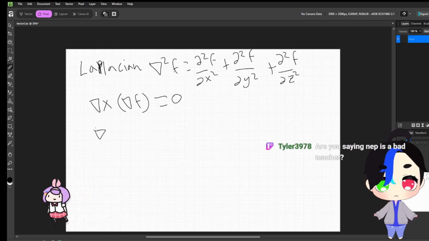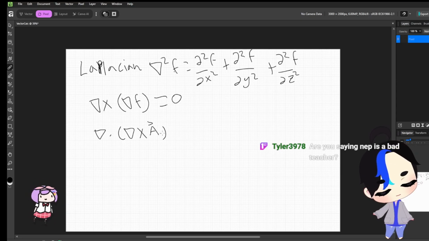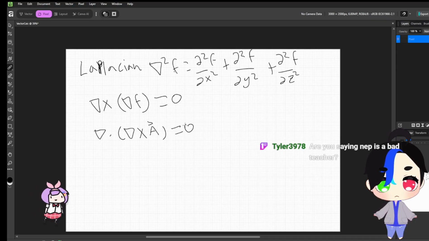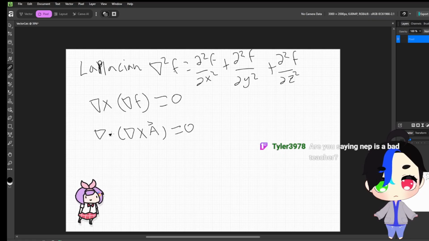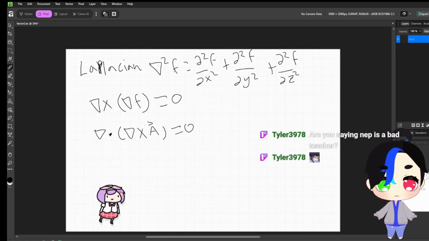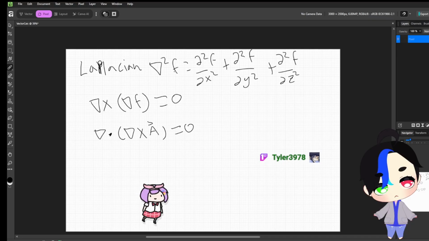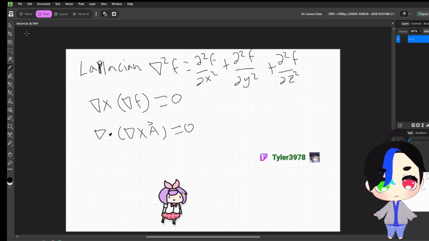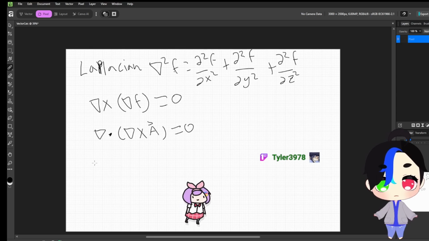And the divergence of a curl is also 0, with another proof by trust me. No, I'm saying my handwriting is written in stone. I have tried to fix it for as long as I've been alive.